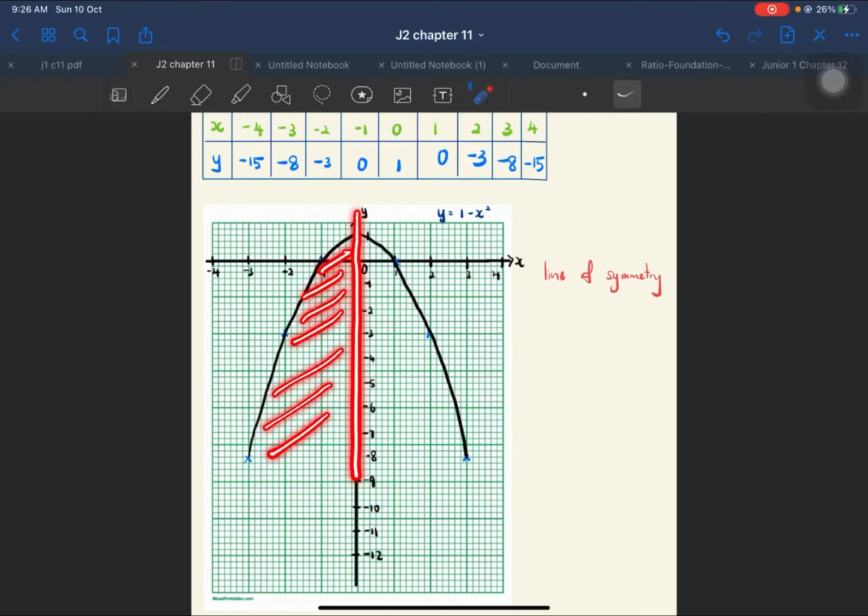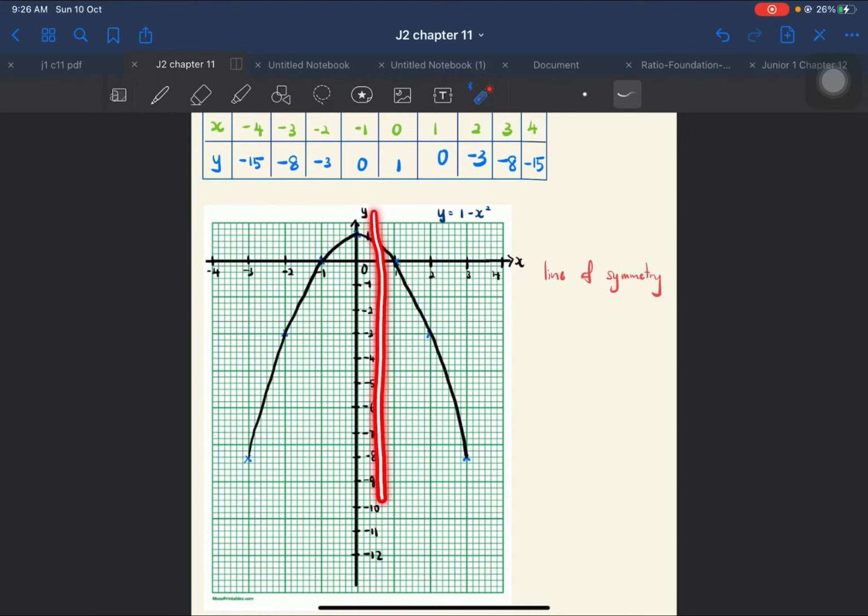When you cut at x equals 0, your graph is cut into two identical images. You cannot cut here, it will be unequal. You cannot cut here as well. That's why this is our line of symmetry, a line that cuts your graph into equal halves. So the line of symmetry is x equals 0.